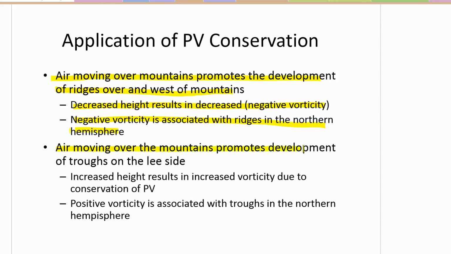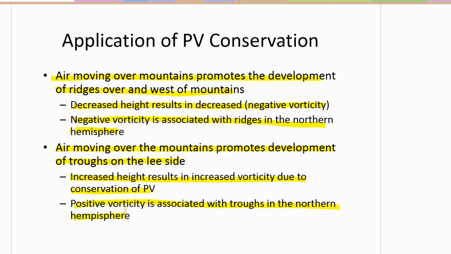Air moving over the mountains promotes development of troughs on the lee side of the mountains. Lee is not the windward side, but the leeward side, downstream of the wind. Increased height results in increased vorticity due to conservation of PV. Positive vorticity is associated with troughs in the northern hemisphere.